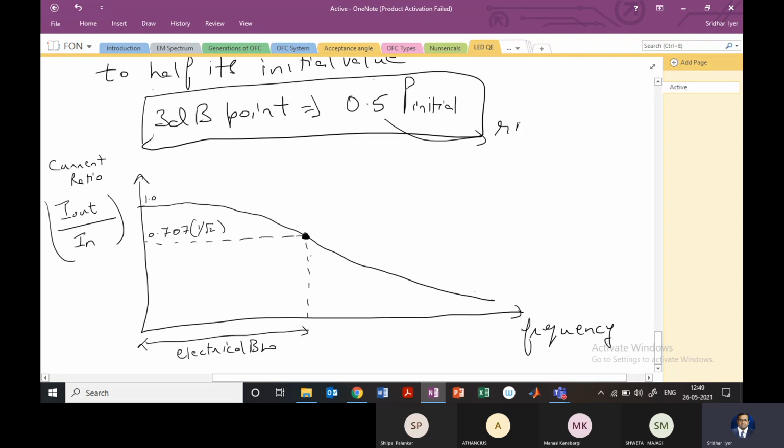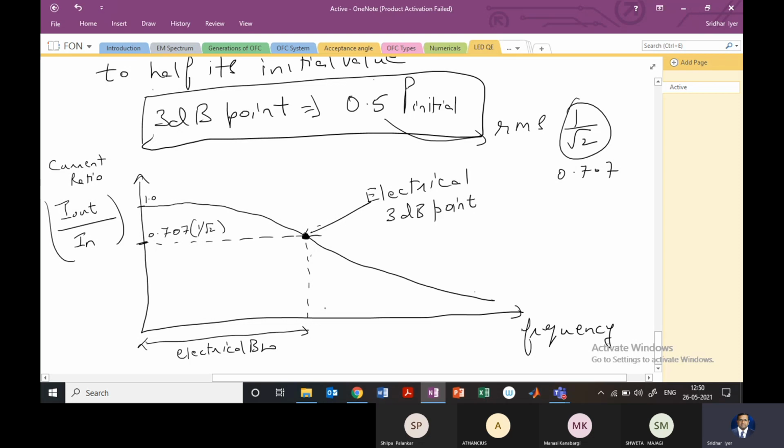Please understand, I have told you here 0.5 of the initial value, but we are always interested in the RMS. So 0.5 of the initial value will be 1 by root 2, the RMS value, and that 1 by root 2 is 0.707. That's why we have noted here the 0.707. This RMS value will be the electrical 3 dB point.